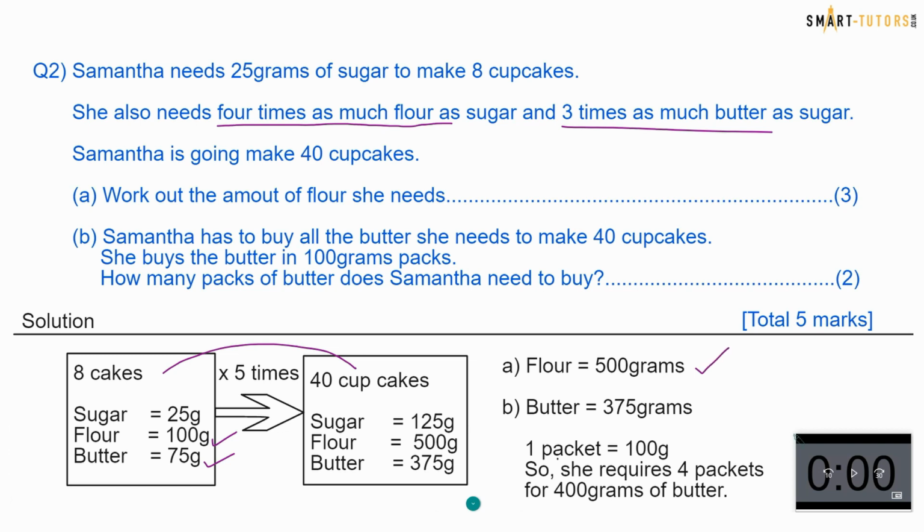Second part, Samantha has to buy all the butter she needs to make 40 cupcakes. Basically she needs 375 grams of butter, right? But if you go to the supermarket, butter comes in small packets, so she needs to buy a couple of packets. With 100 grams in each packet, buying 3 packets is not enough. She needs to buy 4 packets to make these 40 cupcakes. So the answer is 4 packets. That's the end of question number 2. Let's move on to question number 3.